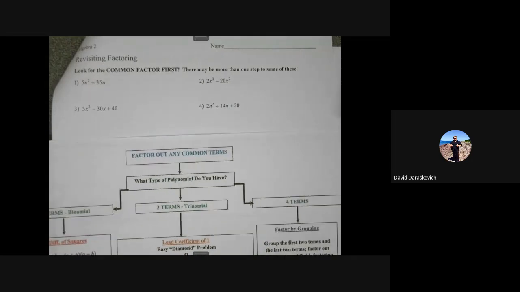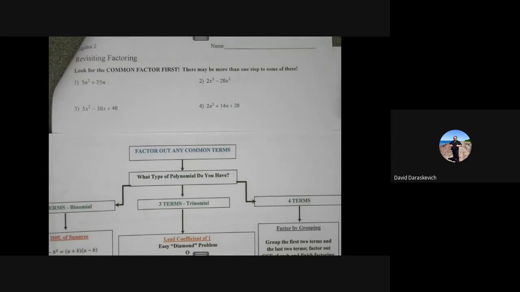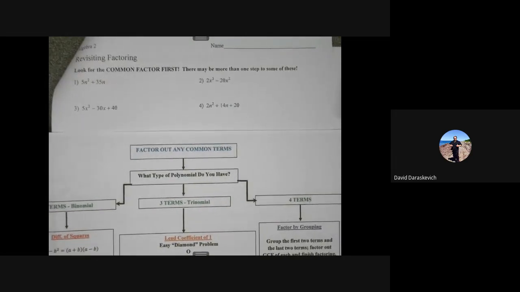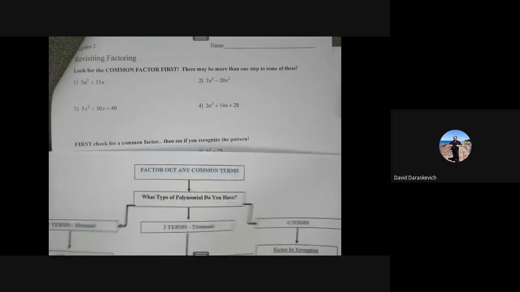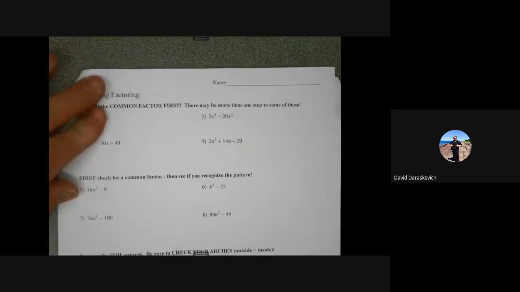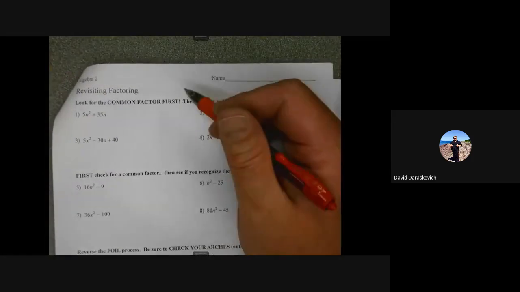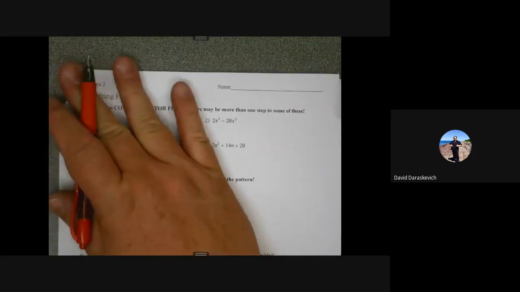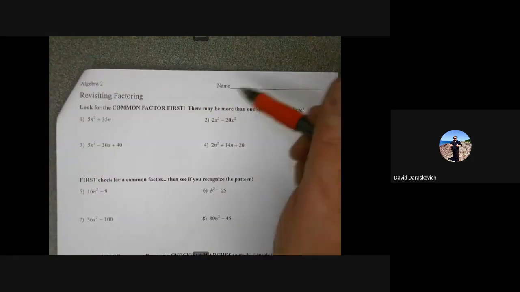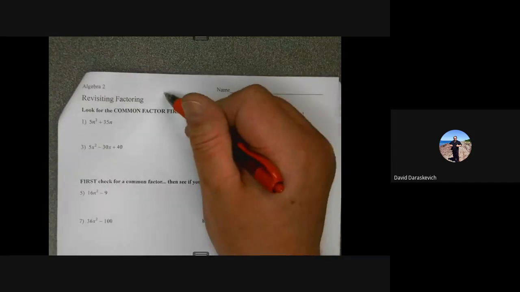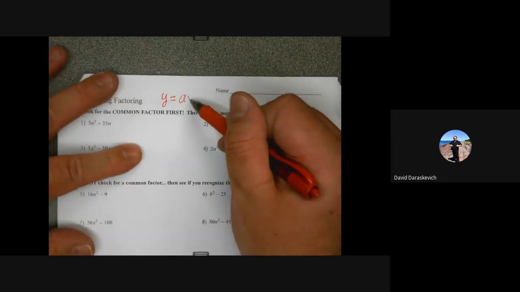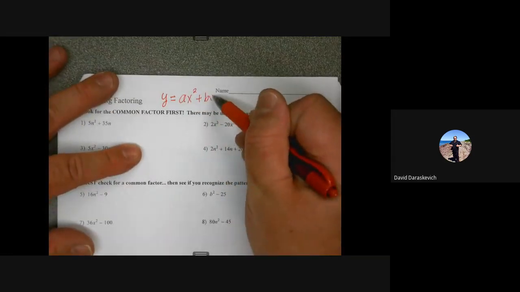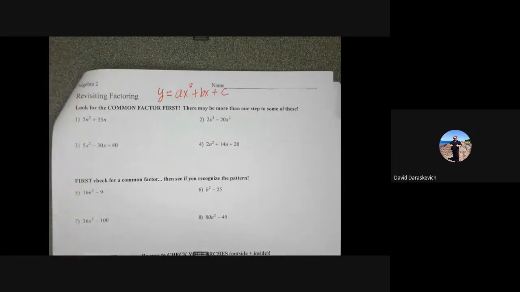the first thing you have to do when you go to factor a quadratic expression or equation is check to see if you can factor out any common terms. Now, most of the time, as you well know from the previous section, I think two sections ago, we had 3 different forms of quadratic equations. With factoring, we're going to be working with the standard form, y equals ax squared plus bx plus c. 99% of the time, that's the form you're going to be using.